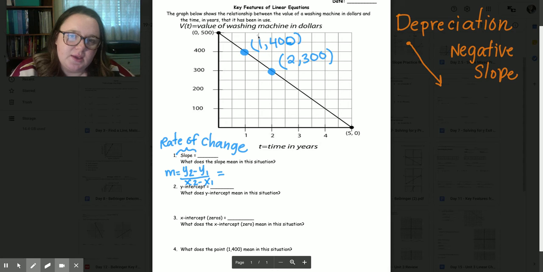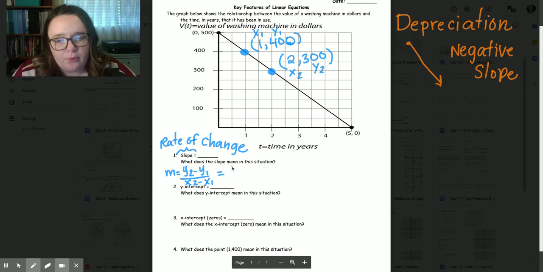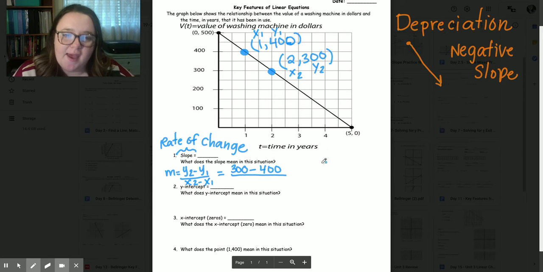So let's see, if this was my x1, y1, x2, y2, let's fill in that formula. So 300 minus my y1, which is 400, over x2, which is 2, minus x1, which is 1. Let's go ahead and do that math. 300 minus 400 is negative 100. 2 minus 1 is 1. Look at that. There is my slope.